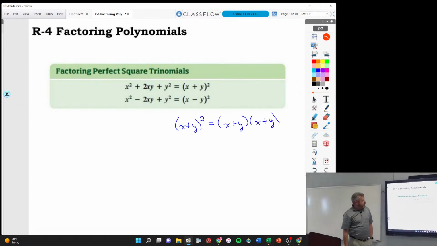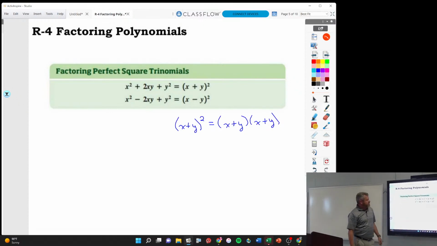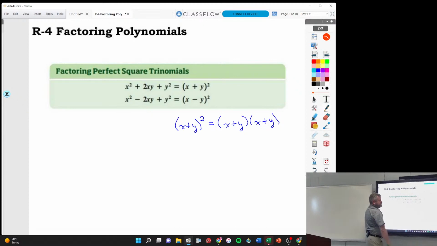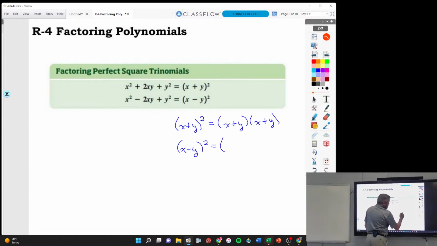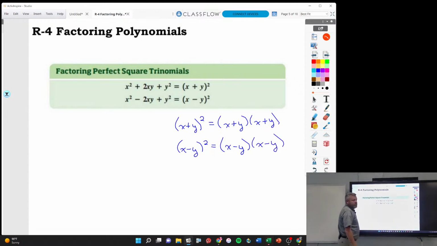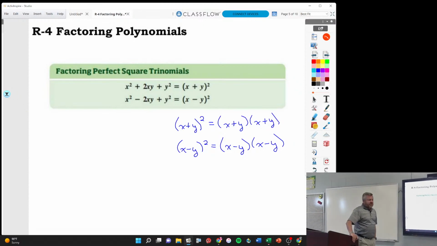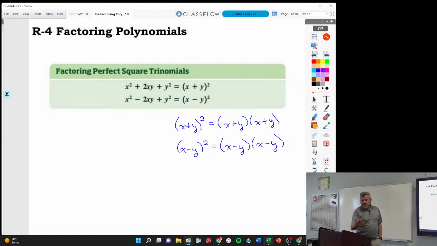If, however, that middle term is negative and it looks like x squared minus 2xy plus y squared, it will factor into x minus y squared. And just like adding, x minus y squared simply means the same thing as x minus y times x minus y. It's just a different way of writing it. A little bit shorter. So if you're the lazy type, you don't want to write x minus y times x minus y, you would write x minus y squared.